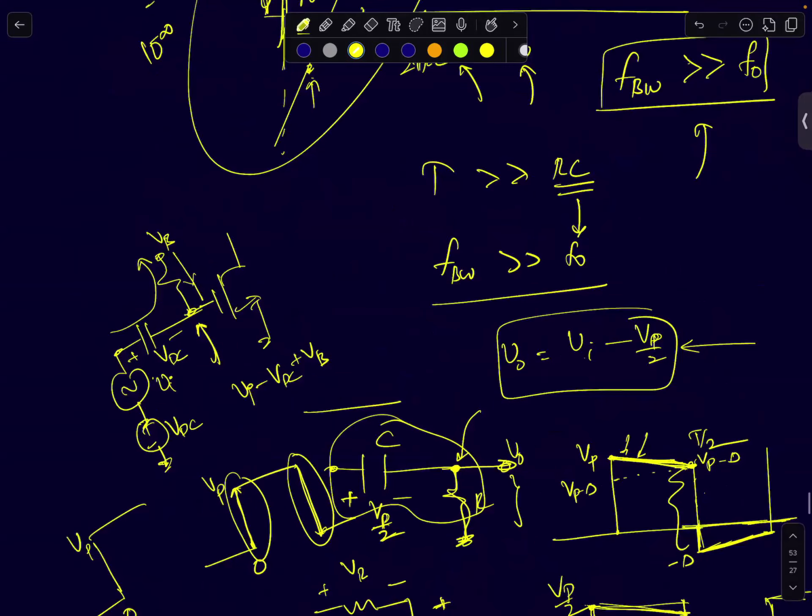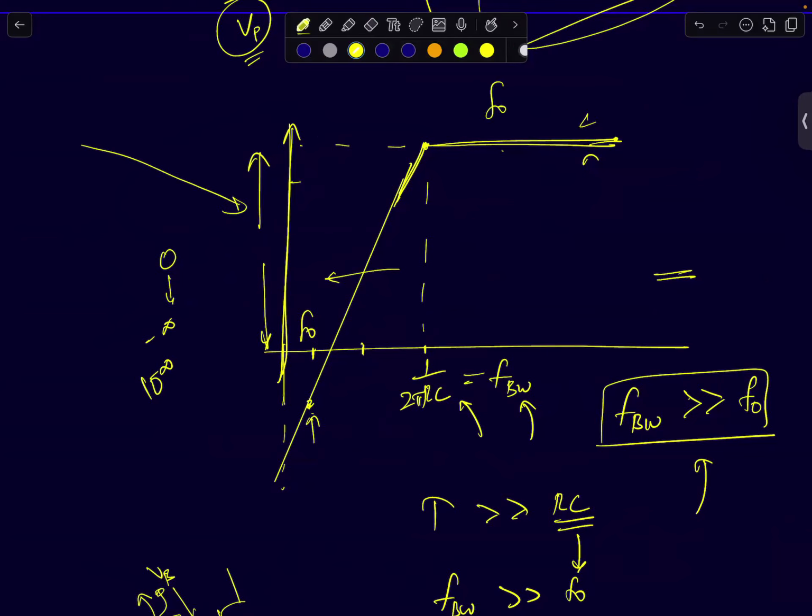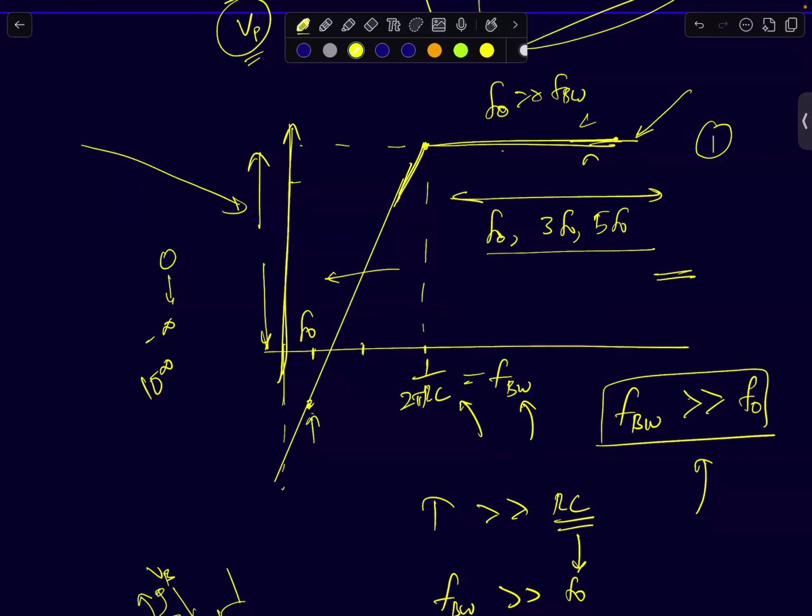Let's look at the frequency response graph. If your input signal's fundamental frequency F naught is much greater than F bandwidth, all your input frequencies are going to lie in this region. So F naught, 3F naught, 5F naught, all these frequencies will be in this region. The magnitude of this region is 1, which means any sinusoid of frequency greater than F naught will be passed as it is. That signal will just come out as it is, except DC, because at DC the gain is 0. I've removed the DC, but I'm passing all the other harmonics.